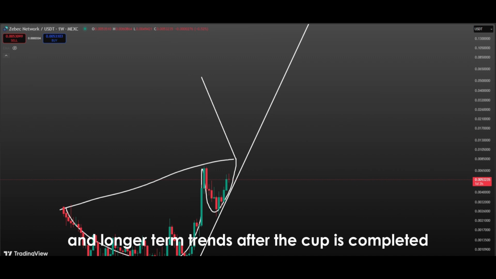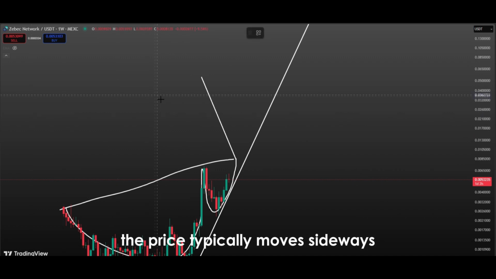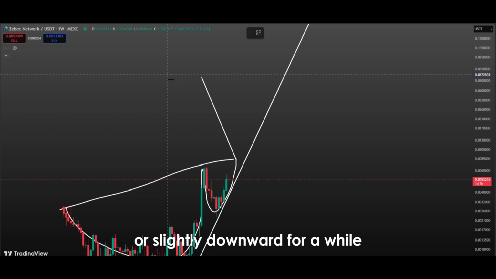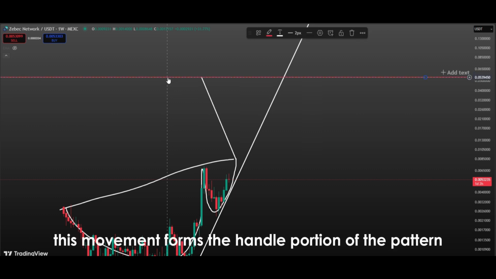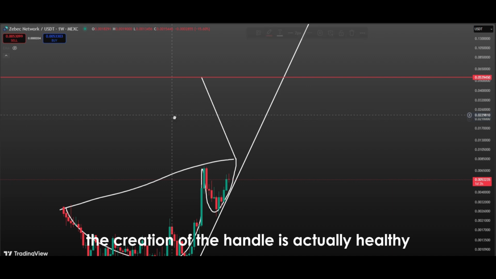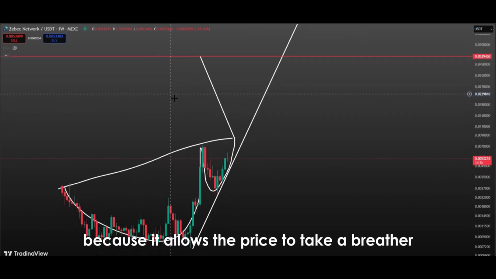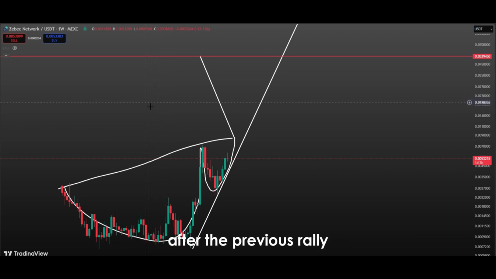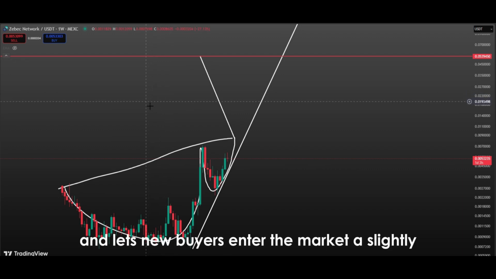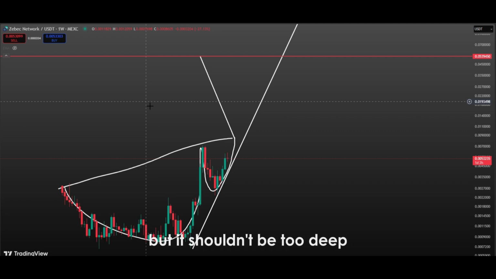After the cup is completed, the price typically moves sideways or slightly downward for a while. This movement forms the handle portion of the pattern. The creation of the handle is actually healthy from a technical standpoint because it allows the price to take a breather after the previous rally and lets new buyers enter the market. A slightly downward handle is natural, but it shouldn't be too deep. A very deep handle can weaken the strength of the pattern.